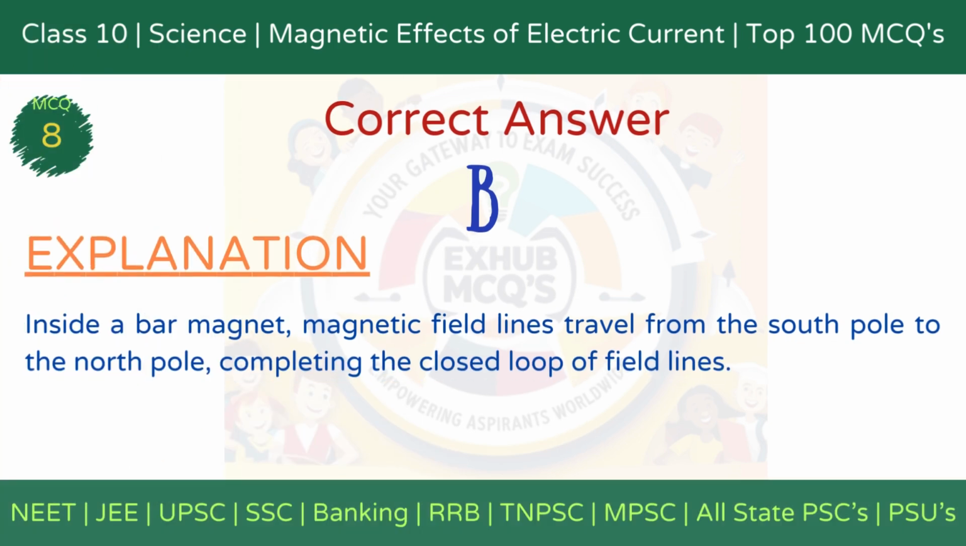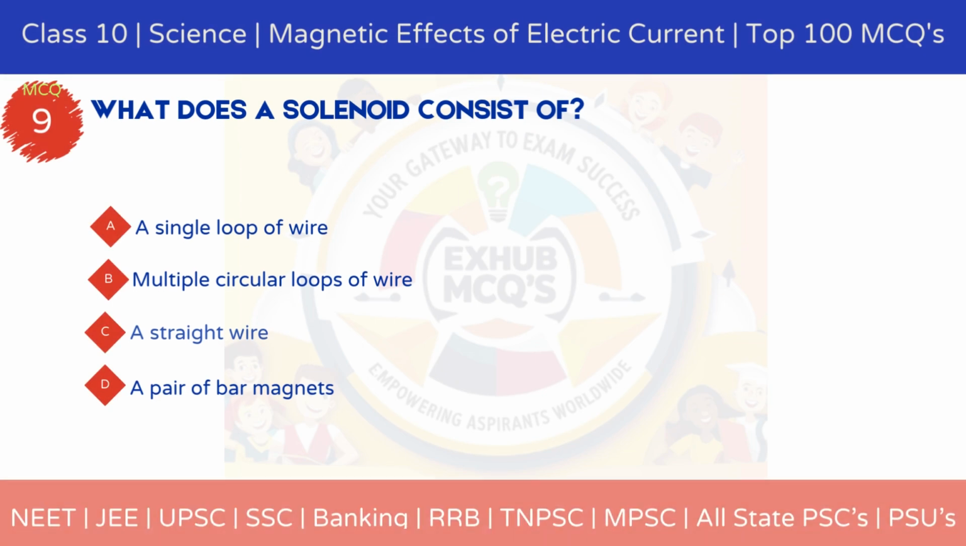The correct answer is option B. From South Pole to North Pole. Explanation. Inside a bar magnet, magnetic field lines travel from the South Pole to the North Pole, completing the closed loop of field lines.